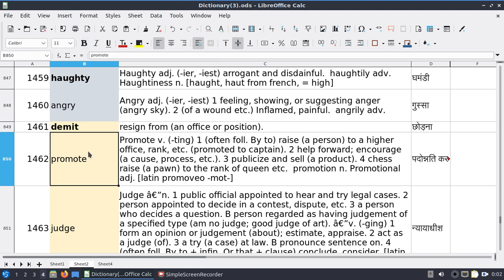Promotion is definitely not resigning, right? Promotion is giving a better position. He is promoted to be a manager.